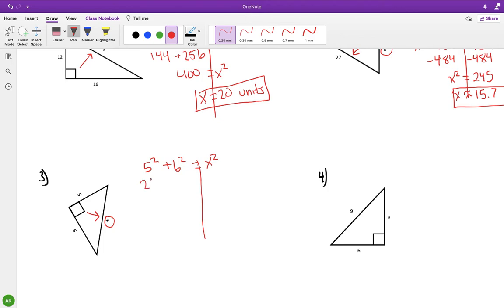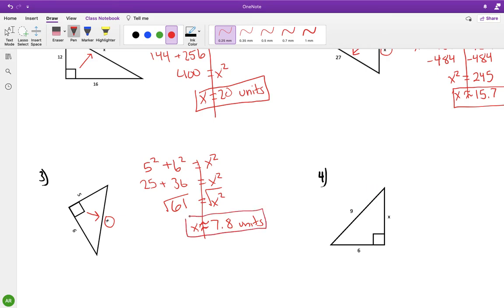Okay, so 25 plus 36 equals x squared. The sum of 25 and 36 is 61. So I know this is going to be a touch less than 8, but let me go ahead and plug in my calculator and find out. Indeed it is. So the square root of 61 is 7 8/10 units. Sorry, that's slightly wrong. It should be approximately 7 8/10 units. All right, cool.